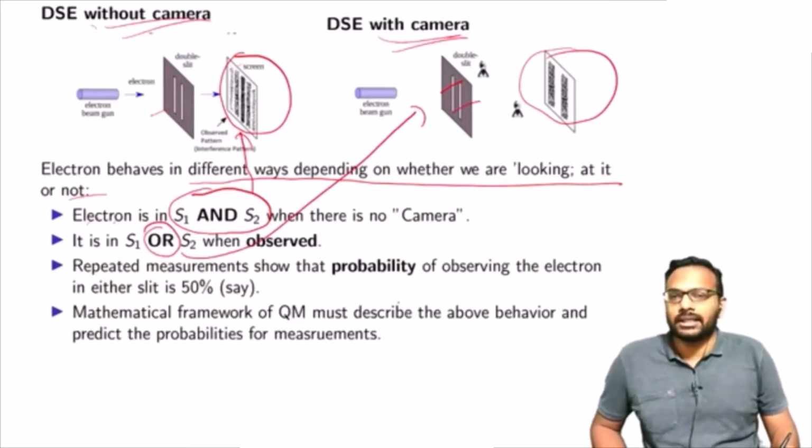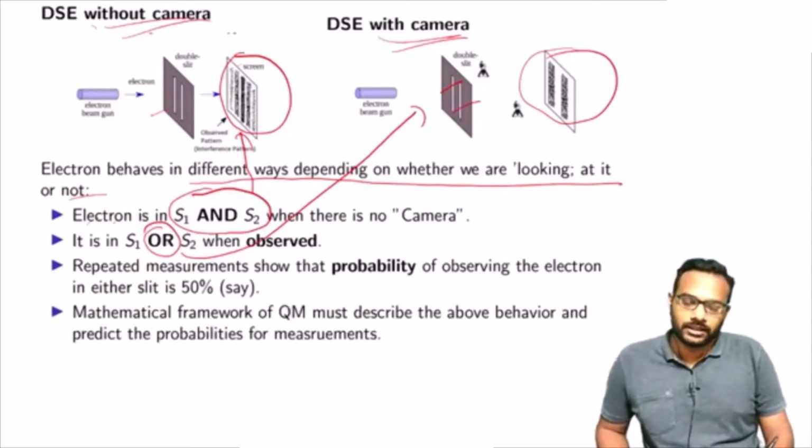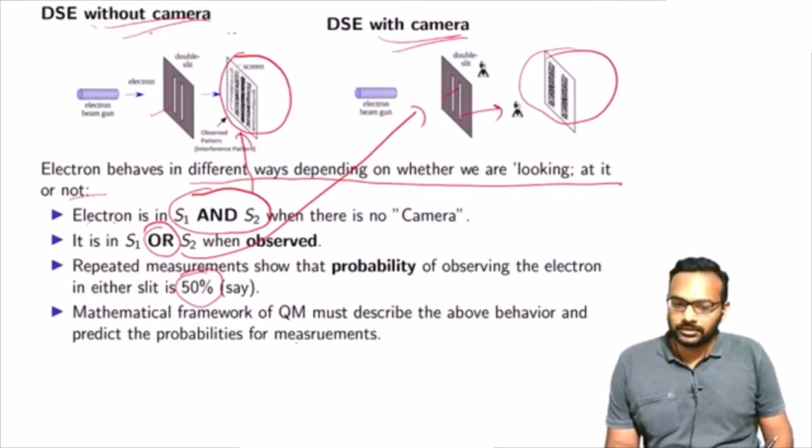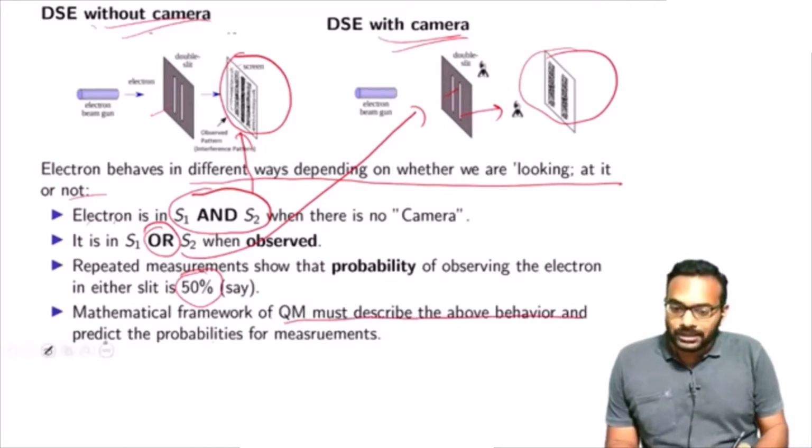Okay, now let's make a number of measurements. It's a thought experiment, and we'll say that the probability is 50-50. In the given experimental setup, we see the electron 50% of the time in slit 1 and 50% of the time in slit 2, when we try to understand in which slit it is. This is an experimentally measured quantity. Let's just say in our experimental setup, it is 50%. So the mathematical framework of quantum mechanics must describe the above behavior and predict the probabilities for measurements.